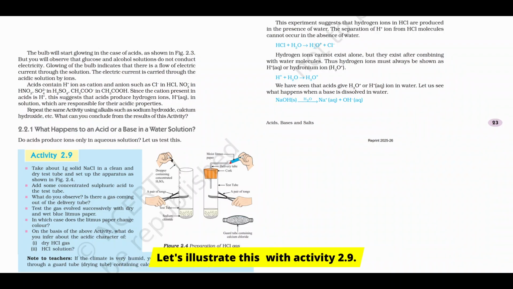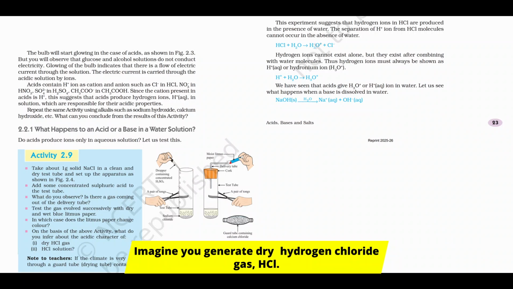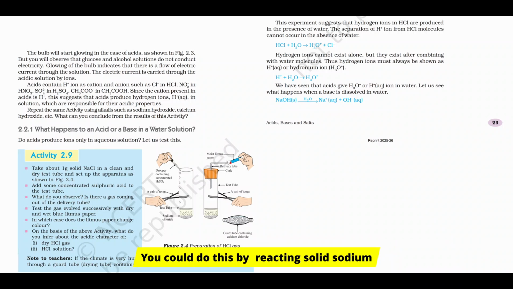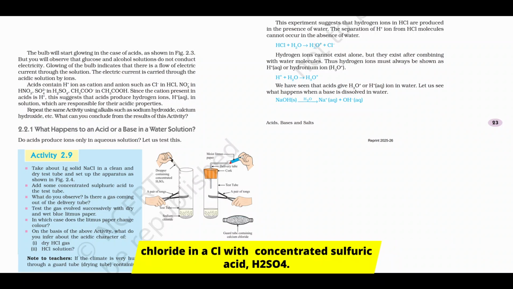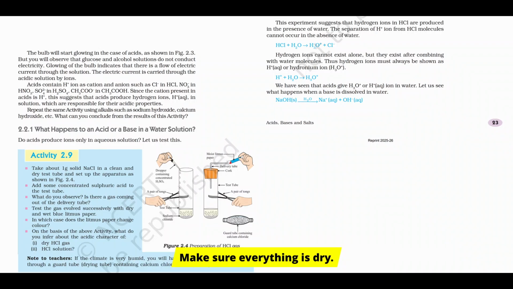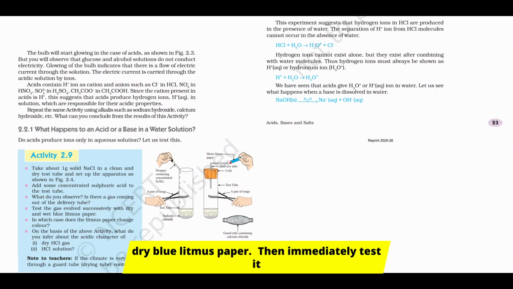Let's illustrate this with activity 2.9. Imagine you generate dry hydrogen chloride gas, HCl. You could do this by reacting solid sodium chloride, NaCl, with concentrated sulfuric acid, H2SO4. Make sure everything is dry. Now test this dry HCl gas first with a piece of dry blue litmus paper. Then immediately test it with a piece of wet, dampened with water, blue litmus paper.